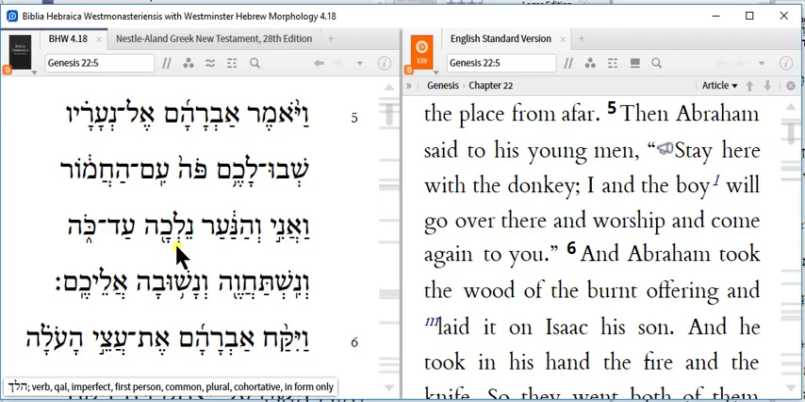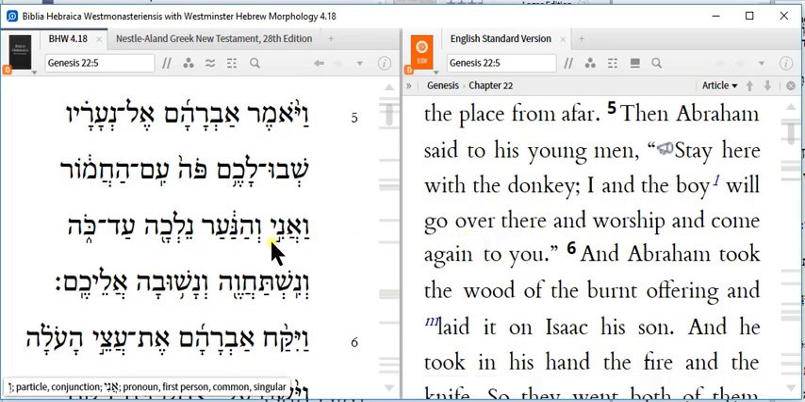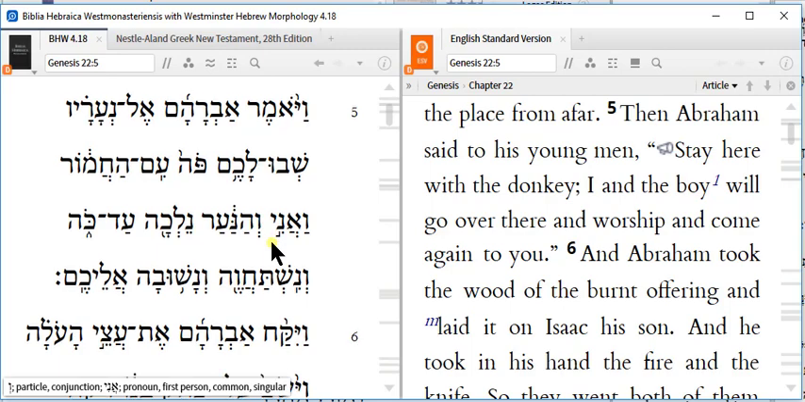So the way it is translated in the ESV is imperfect? Well, you can't tell, right? It's just "I and the boy will go over there and worship." And where is it? V'nashuva alechem, and we will return. This is the other Hebrew verb. They're both cohortative in form. V'nashuva, nun, kametz. We will return to you. So we will go and we will return.